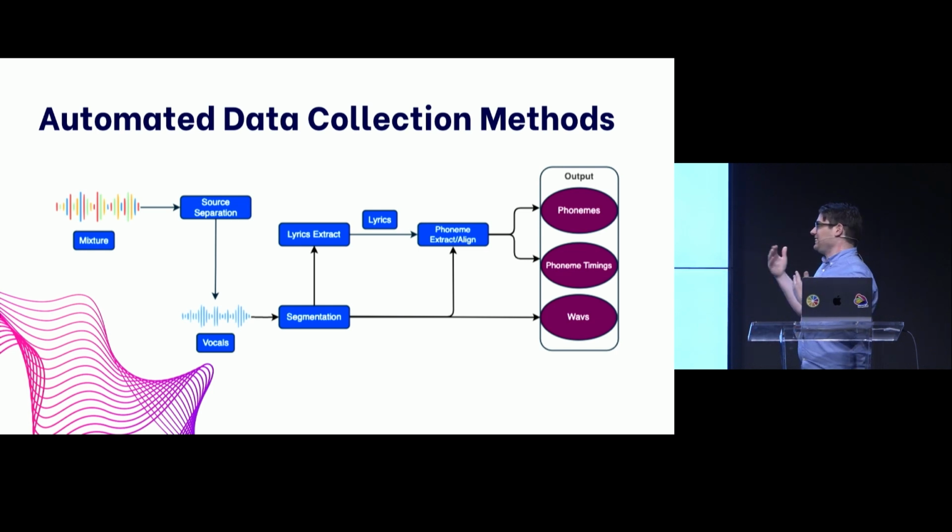We'll need to extract the lyrics. There's a tool called Whisper that does this really for speech, but it sometimes can work also for singing. Once we have the lyrics, we need to do this phoneme extraction and alignment. There's a tool called Montreal Forced Aligner that does this. Again, it's really made for speech, but it sometimes can work decently well for singing. And from there, we'll get our phonemes, phoneme timings, and audio files.